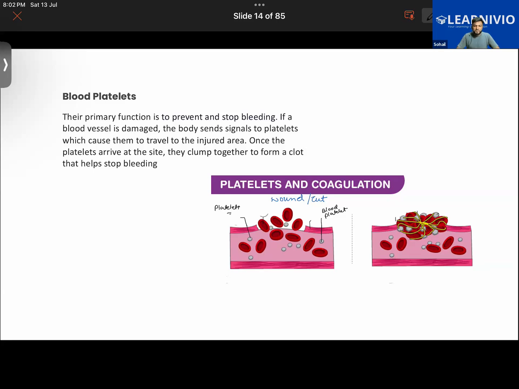Okay, so I hope that is clear to everyone. Now everyone write down this paragraph. Give the topic blood platelets and write down this paragraph quickly, as fast as you can.